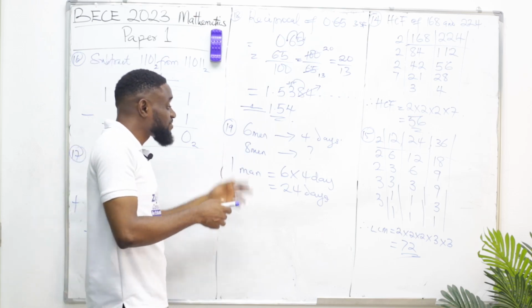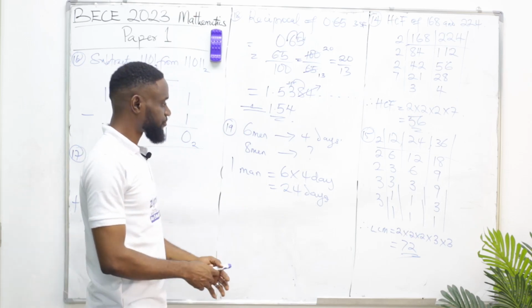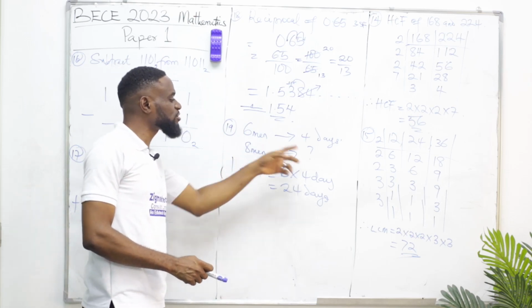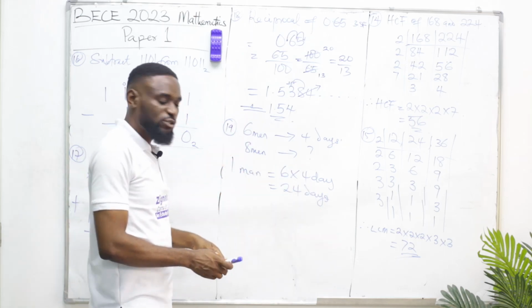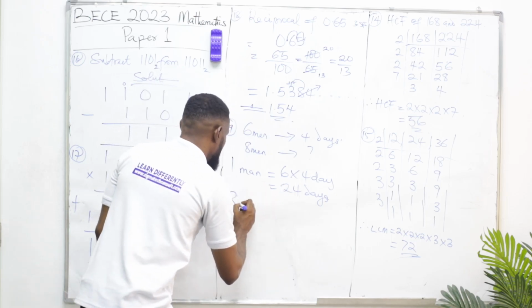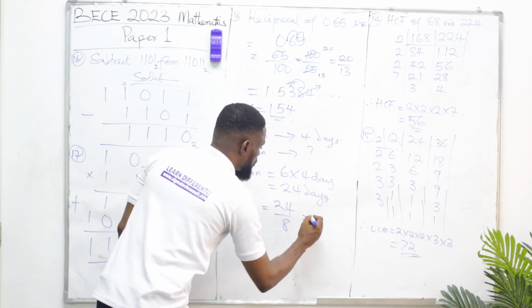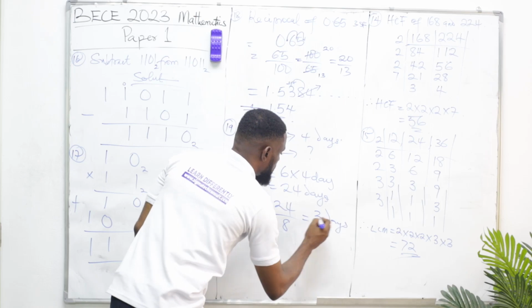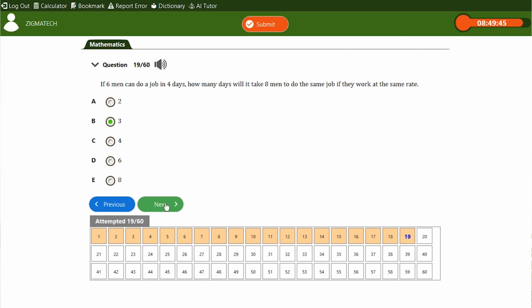So what it now means is that 8 men, since 1 man does this work in 24 days, how many days will it take 8 men? It will be this 24, so 8 men will now be 24 over 8, which is equal to what? 3 days. All right? So 3 days. The option there is option B. It will take 8 men 3 days. If 6 men can do it in 4 days, it means 8 men will do it in lesser time. Do you understand the point now? This is an inverse proportion. Okay?